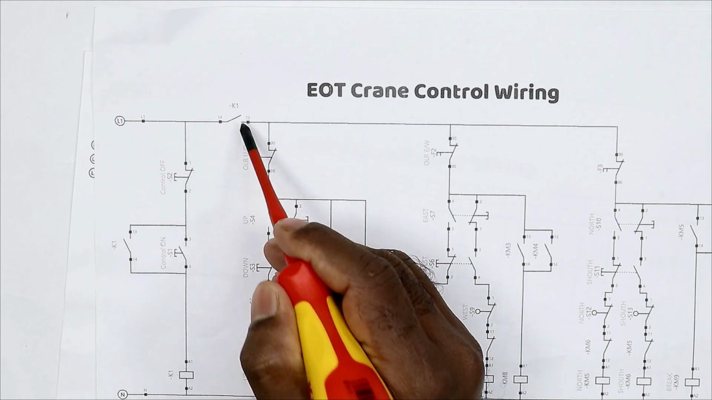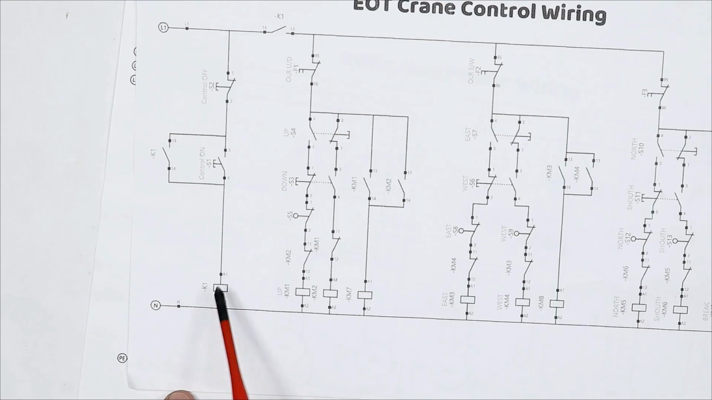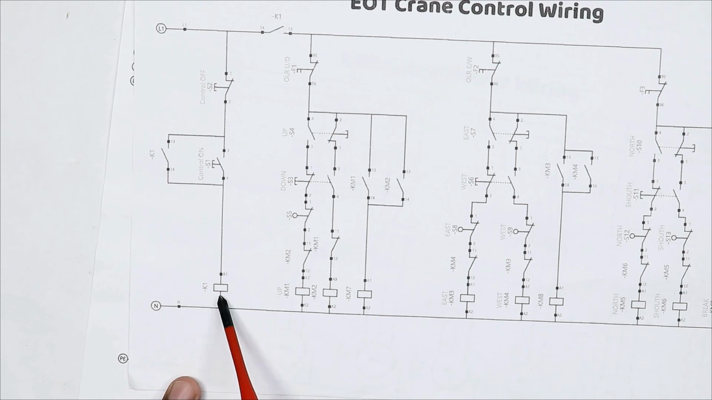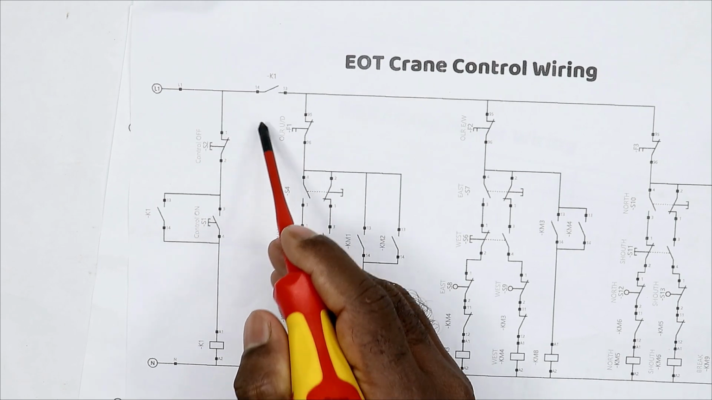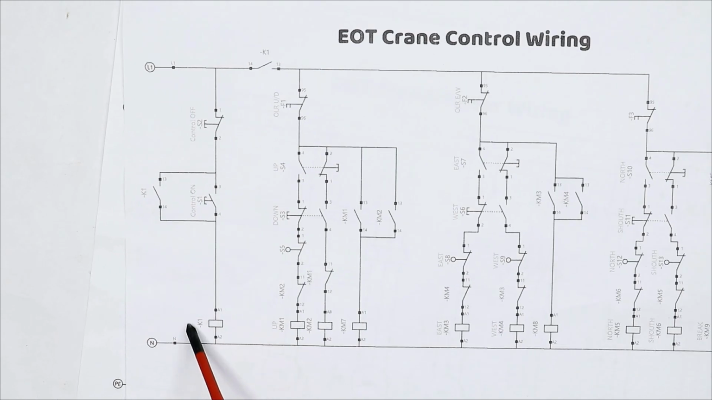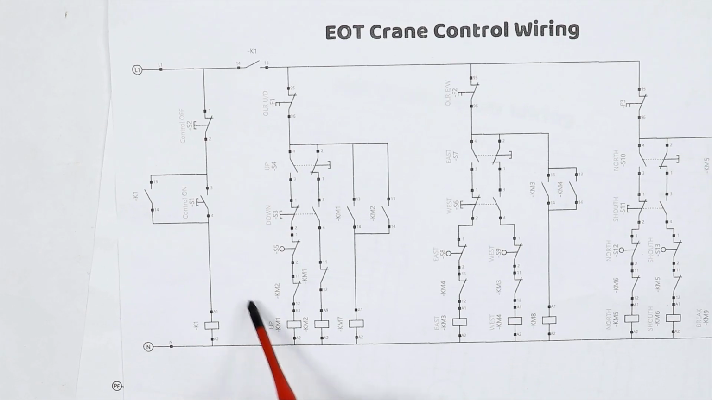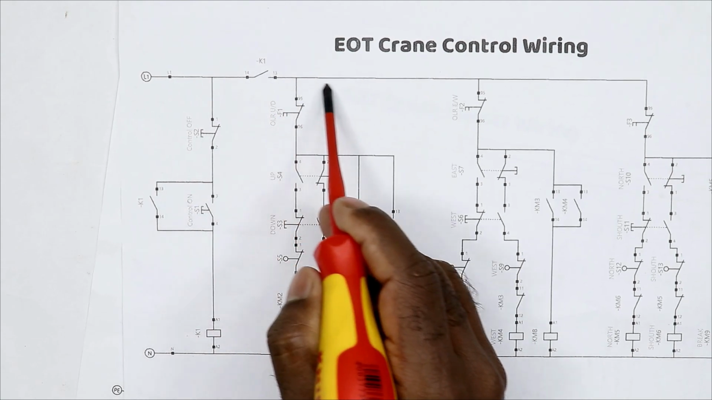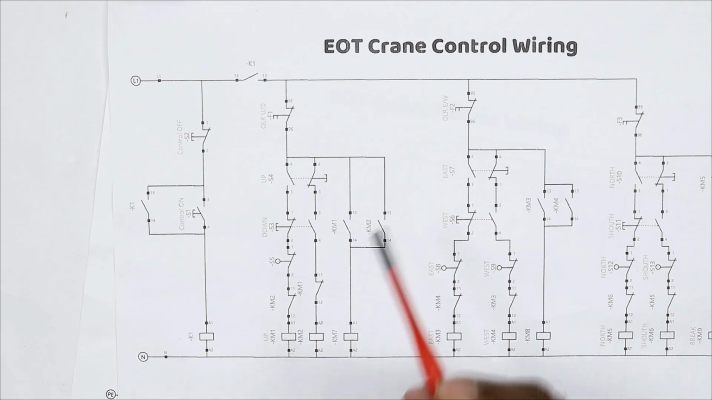Near this NO contact, K1 is written. It means the NO contact of this K1 contactor or relay is used here. So to close this NO contact, first of all we have to operate this contactor. If this relay or contactor operates, then only this NO contact will get closed. When it gets closed, then only power supply will flow further.